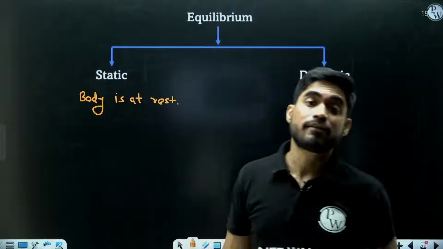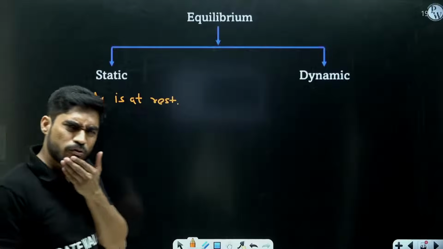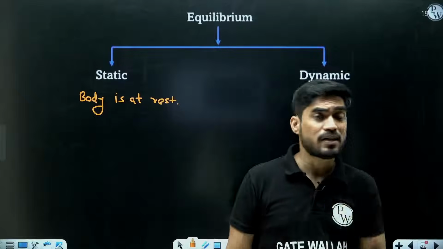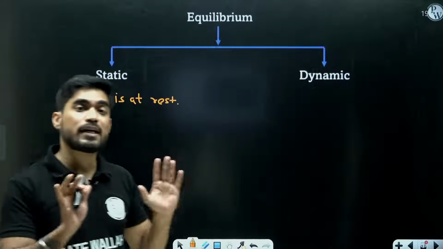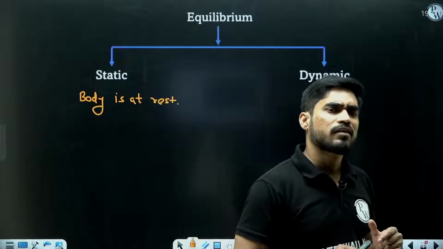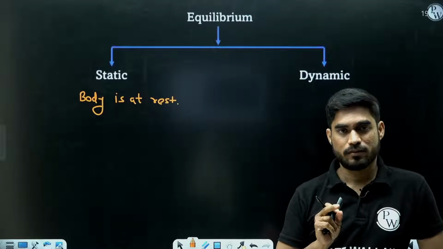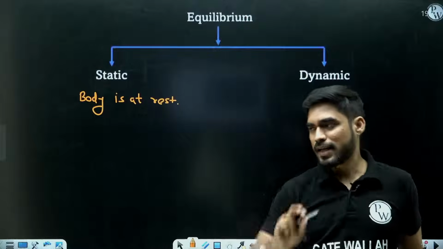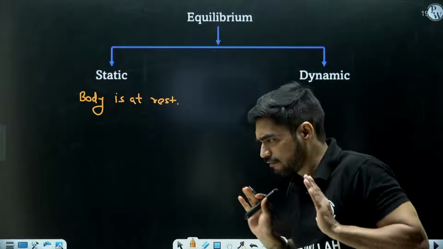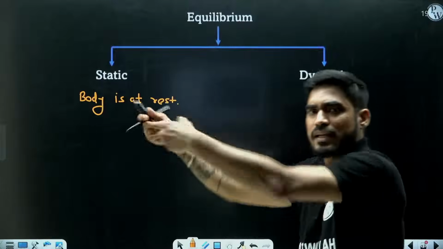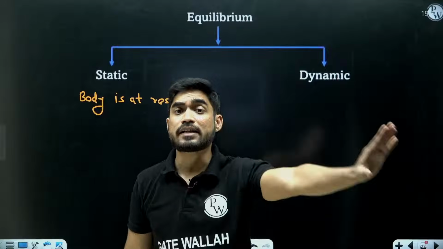What is dynamic equilibrium? Dynamic means moving. So the body is moving. If the body is moving, how come it is in equilibrium? Equilibrium doesn't only mean that the body has to be at rest. Even if the body is moving, it can be in equilibrium. How? Equilibrium means the net force and moment must be zero. Let's say you have given a body a push and then you have left it. And now the body is moving and there is no force acting on the body.